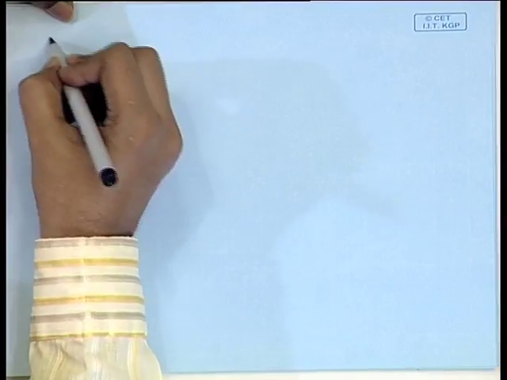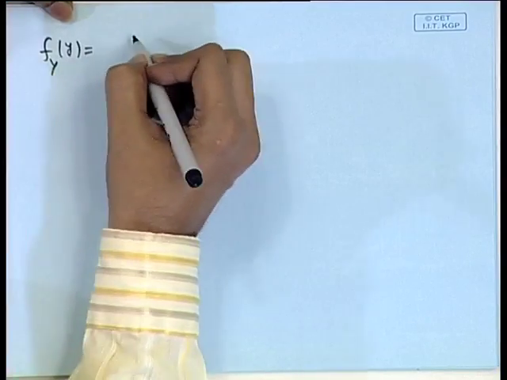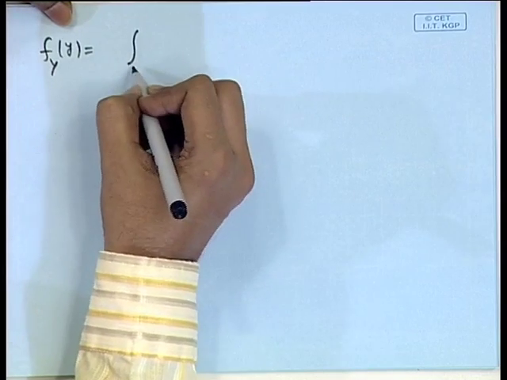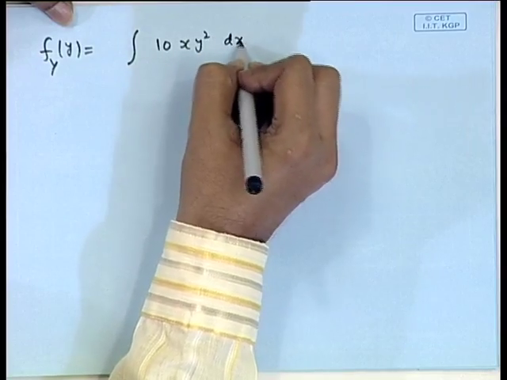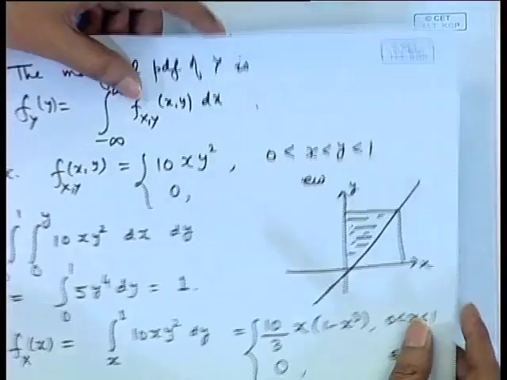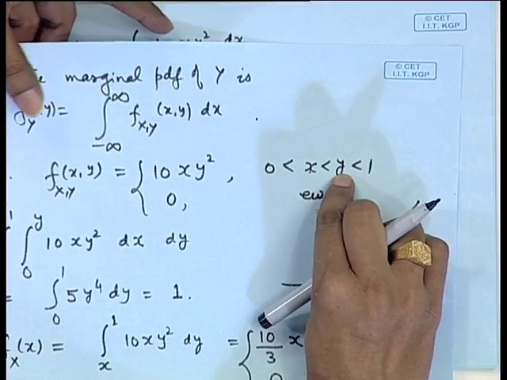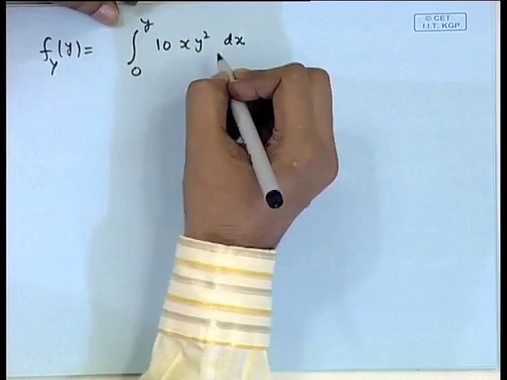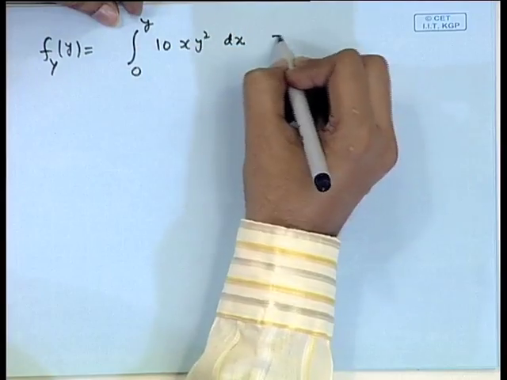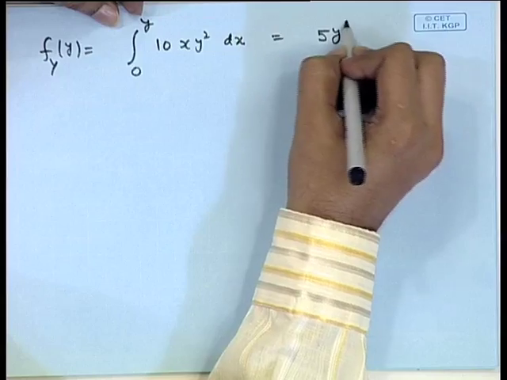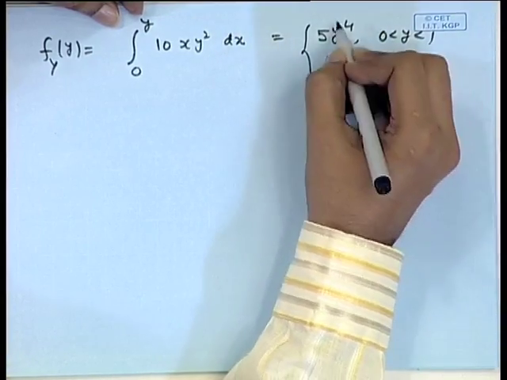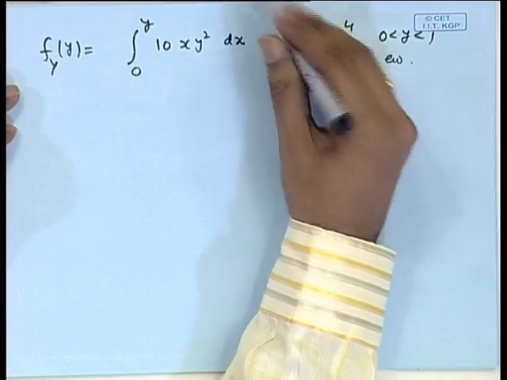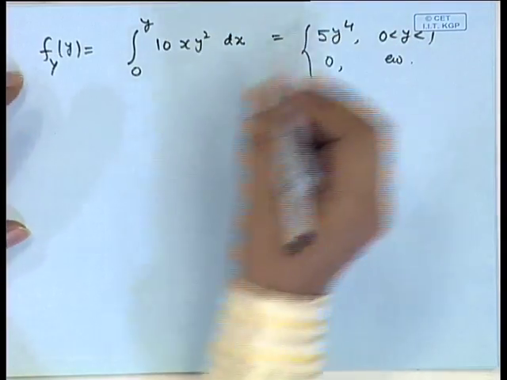Similarly, we can obtain the marginal distribution of y, that is the integral of 10 x y square dx. Now, here the range of x will be from 0 to y. For a given y, the range of x is 0 to y. So, this is equal to 5 y to the power 4 for 0 less than y less than 1 and 0 elsewhere. So, the marginal distributions of x and y are easily obtained.